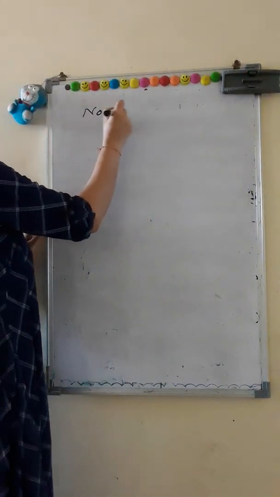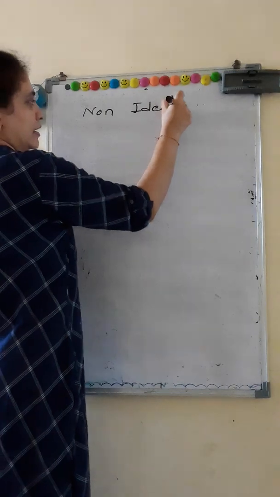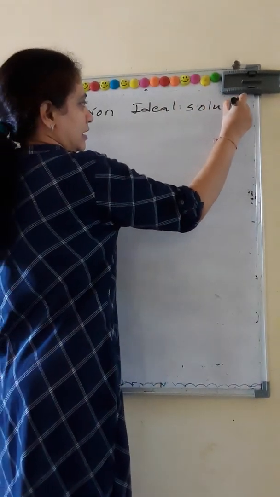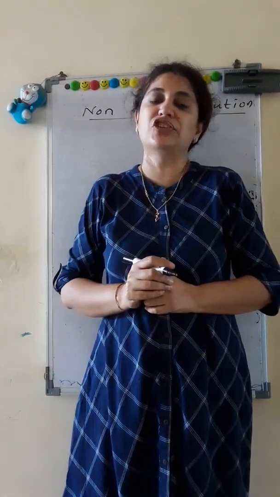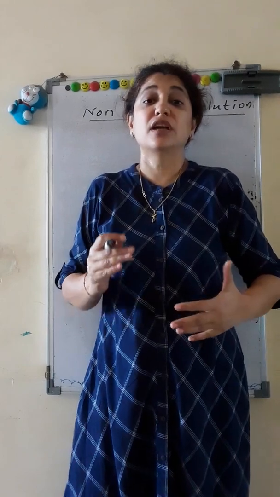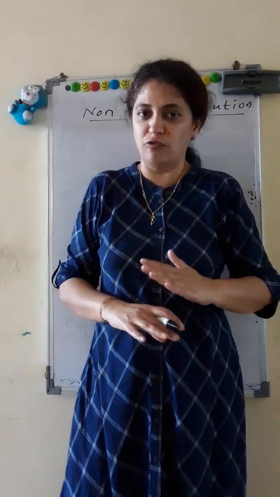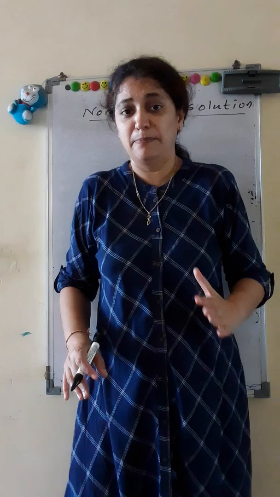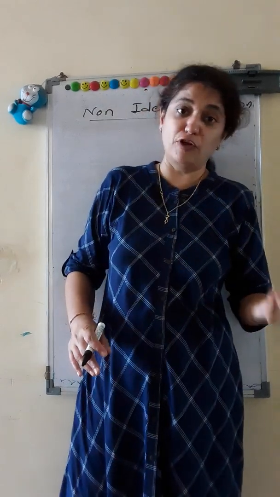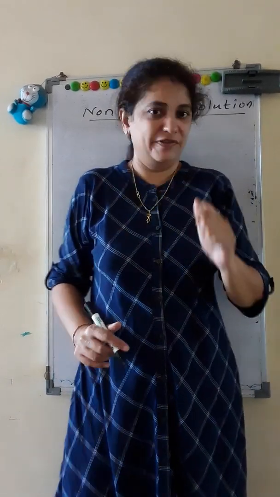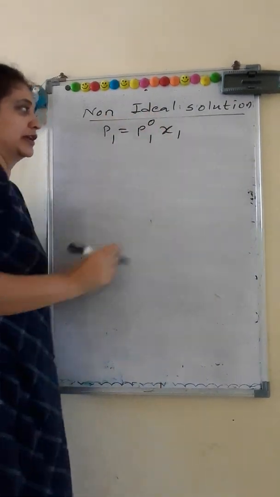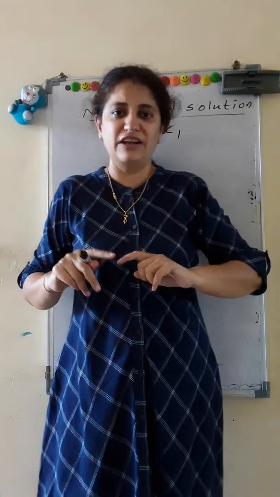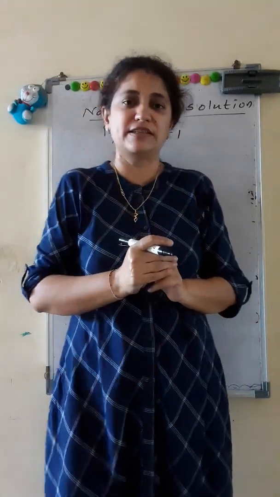Then non-ideal solutions. Now we already defined the ideal one, so you will know what non-ideal solutions will be. Non-ideal solutions will not obey Raoult's law over the entire concentration range. Means they will show deviation from the law. What is the law? The law is P1 is equal to P1 naught into chi 1. From this equation they will deviate. They will not satisfy this equation.